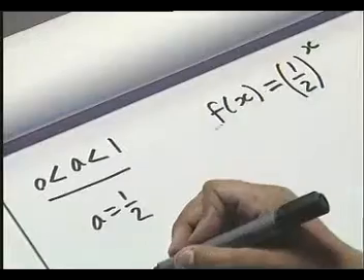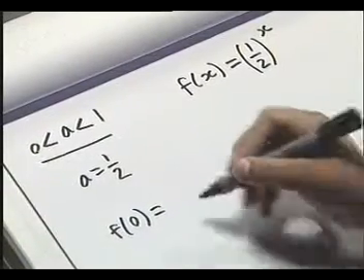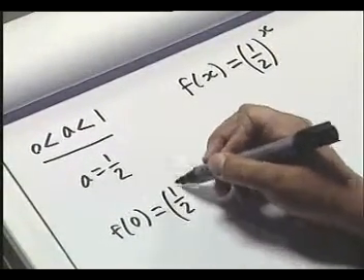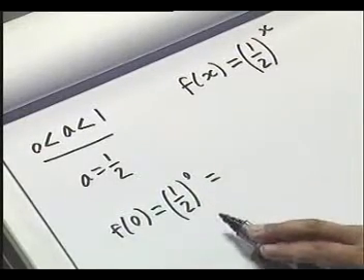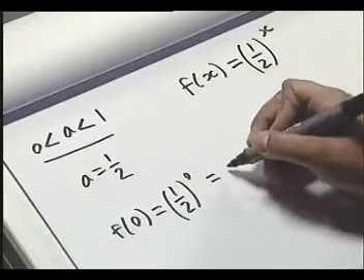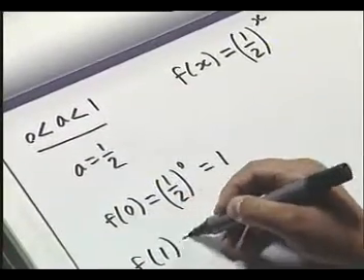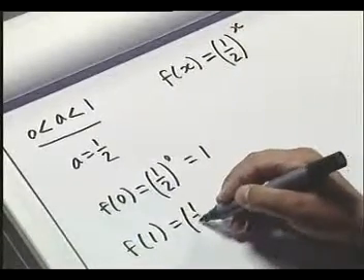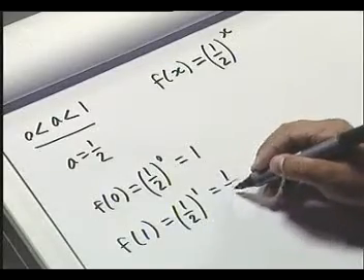Now, as with the last example, a good place to start is by looking at some different values for the argument. So let's first of all consider f of 0. This will give us 1/2 to the power of 0. And as we said before, anything to the power of 0 is 1. Secondly, we look at f of 1, which is 1/2 to the power of 1, which is equal to 1/2.